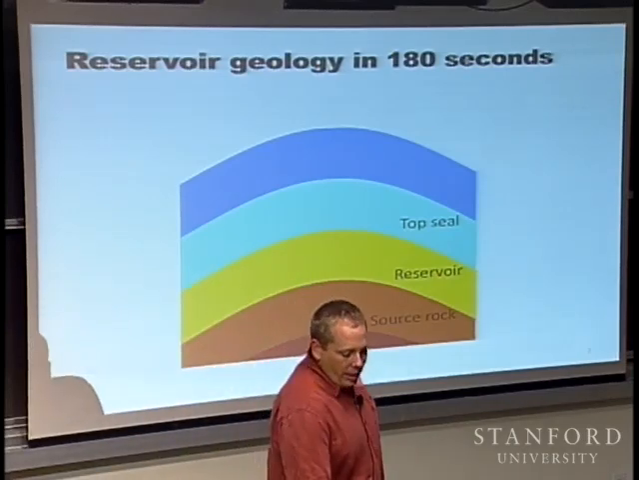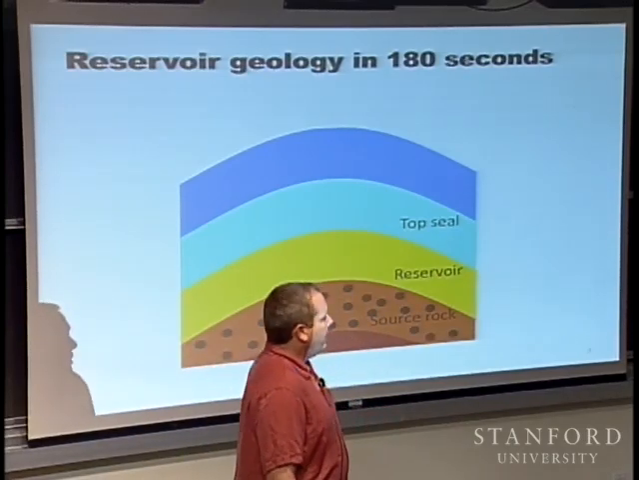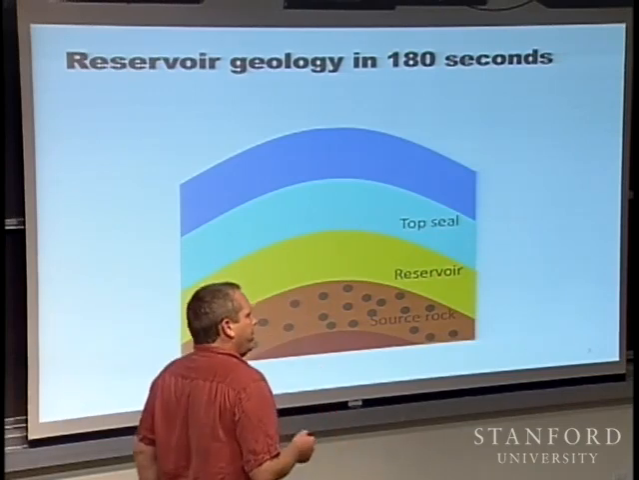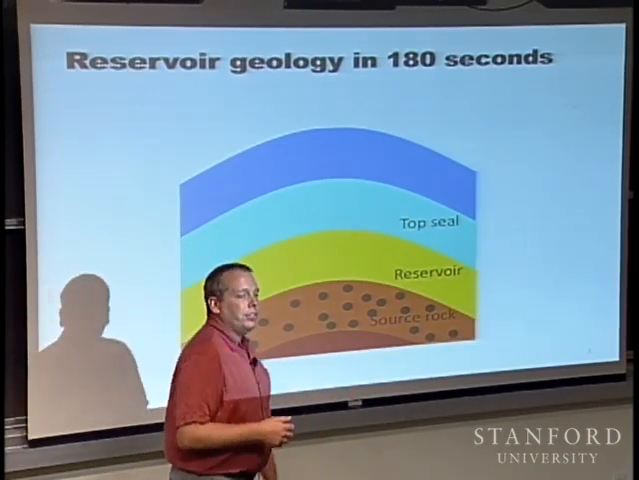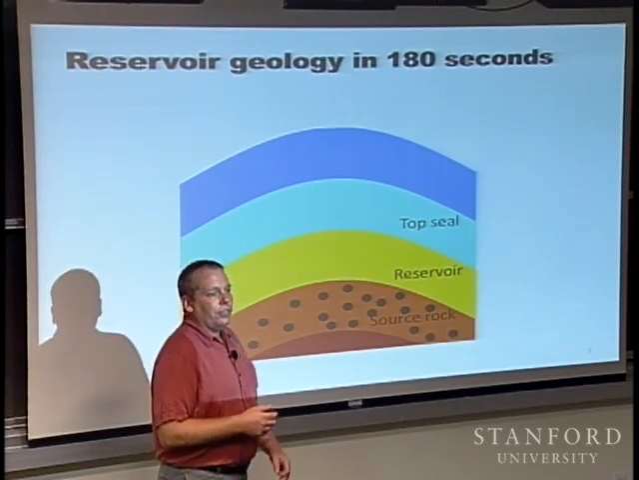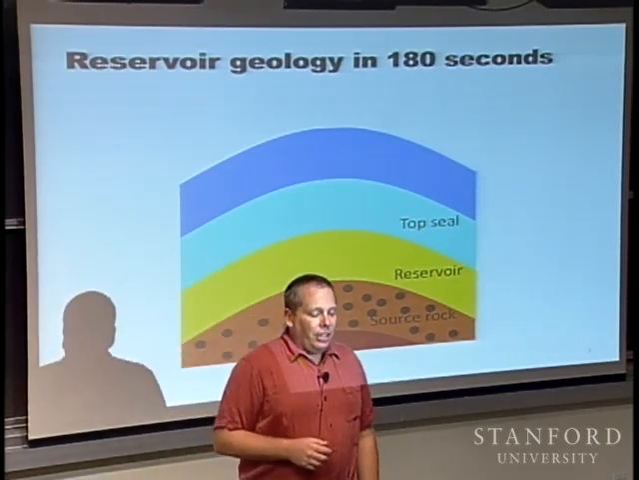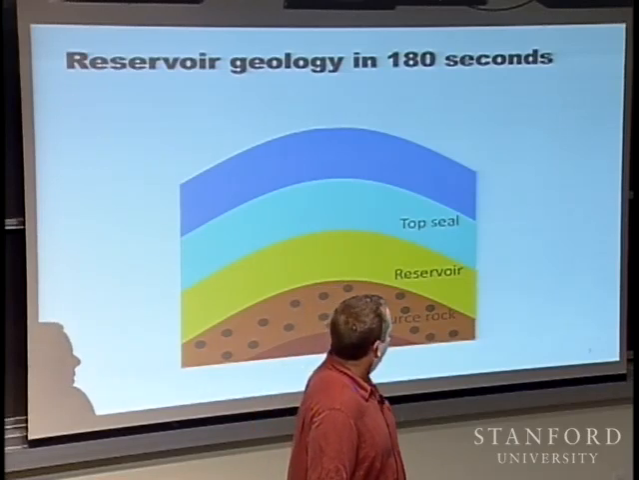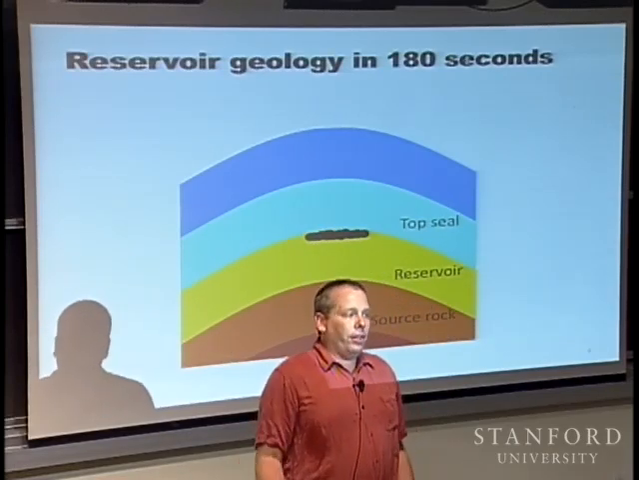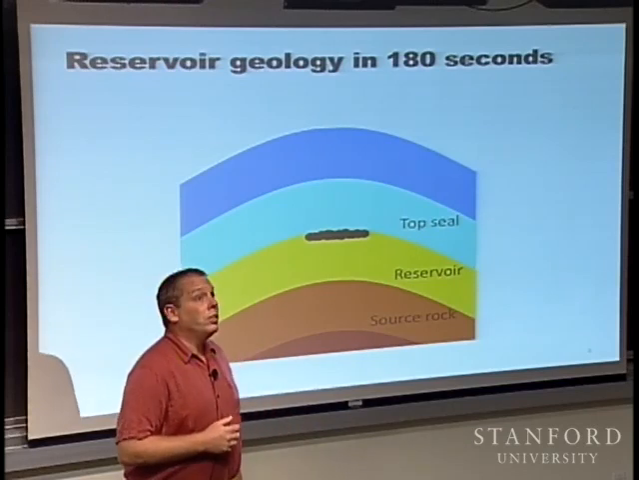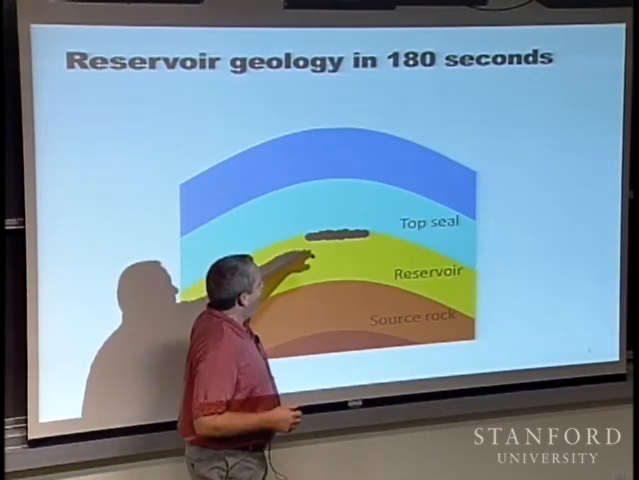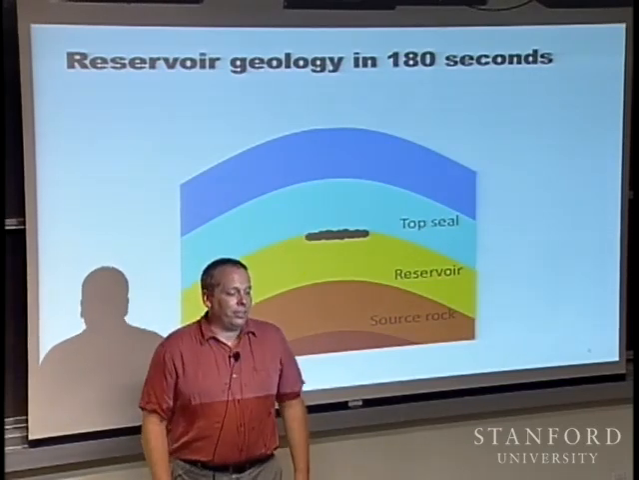Over time, we're going to get this organic material, given the right pressure and temperature conditions, turning into oil. And that's my little black dots. Over time, those little black dots are going to flow up, and it's going to be blocked by this top seal.